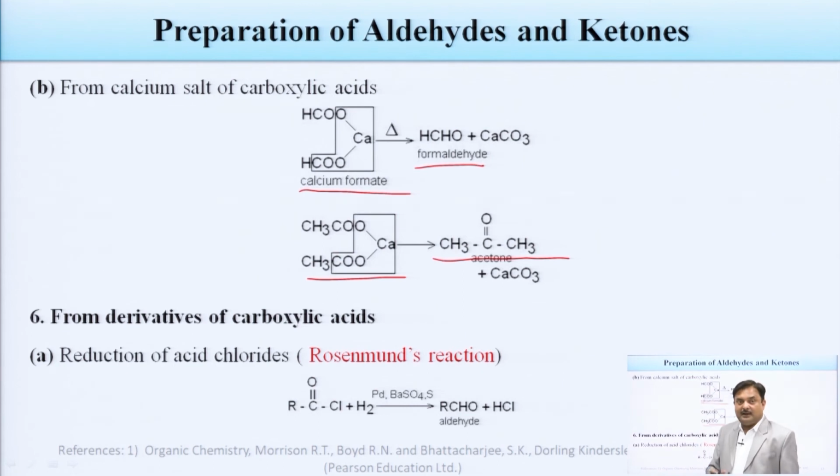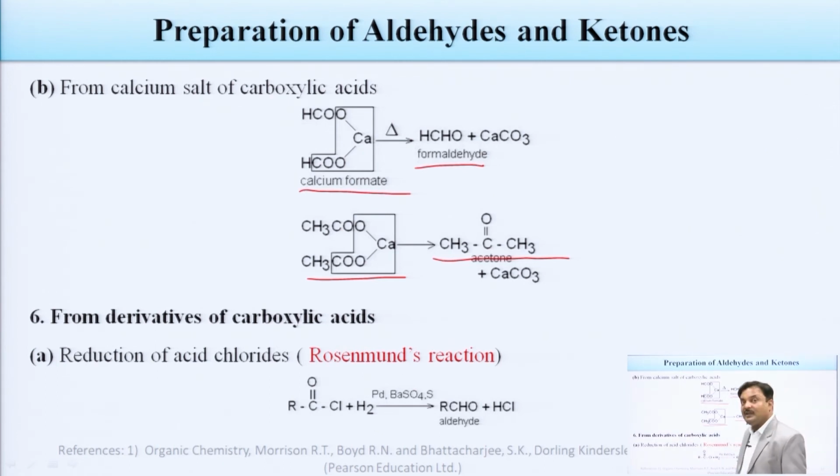So, in the last two reactions you have seen that when we use formic acid or a formic acid salt, we get formaldehyde. As soon as we increase the carbon chain of the carboxylic acid, that is when we use acetate or acetic acid, we get acetone as a product. So, an aldehyde can be prepared only by using formic acid or the formic acid salt, while acetone can be prepared by using acetic acid or the acetic acid salt.